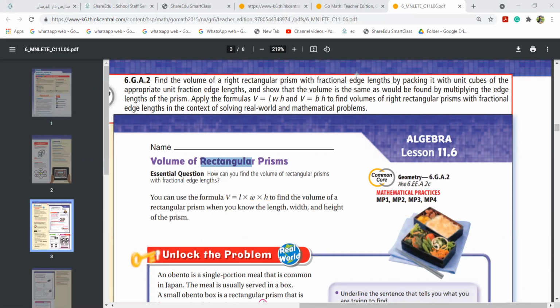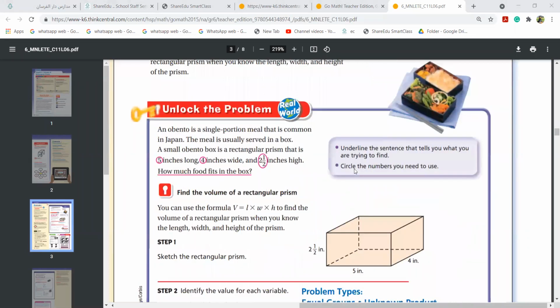Okay, now coming to the first question. An obento is a single portion meal that is common in Japan. The meal is usually served in a box. A small obento box is a rectangular prism that is 5 inches long, 4 inches wide, and 2.5 inches high. How much food fits in the box?